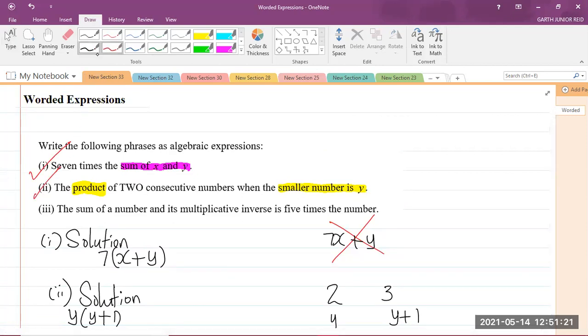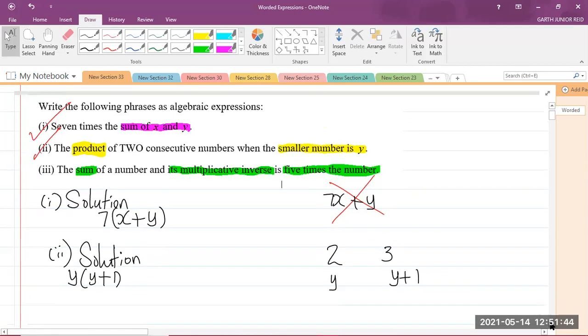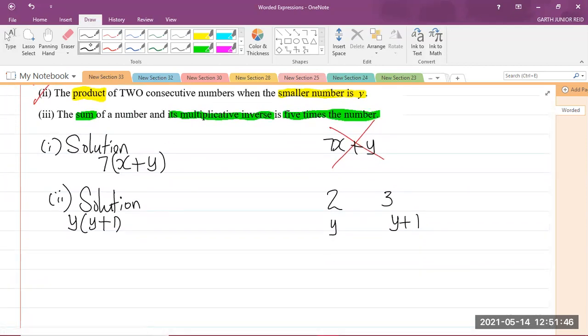Good. Part 3 says the sum of a number and its multiplicative inverse, and that is 5 times the number. So the sum of the number and its multiplicative inverse is 5 times the number. Let's write our solution down here. Part 3, solution.